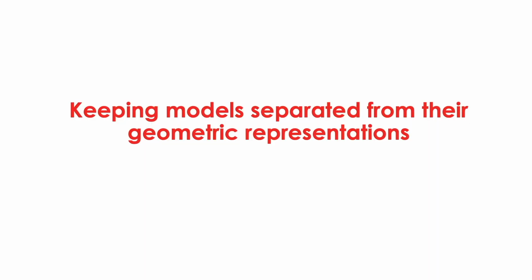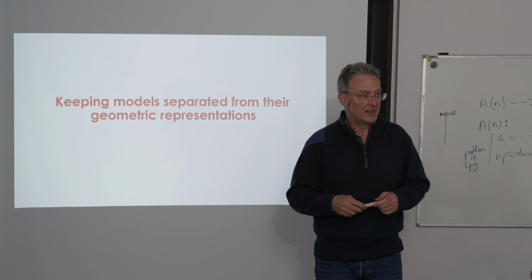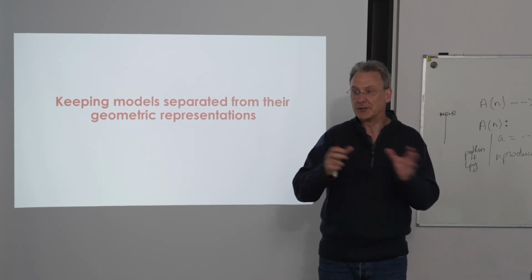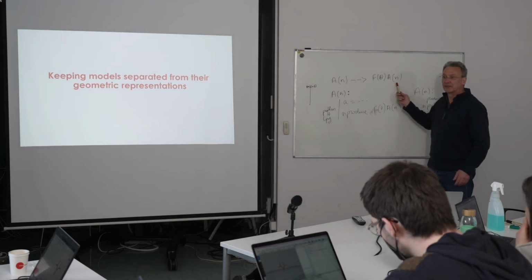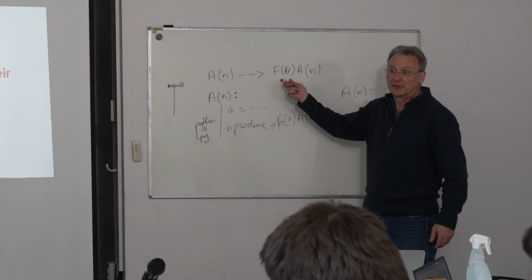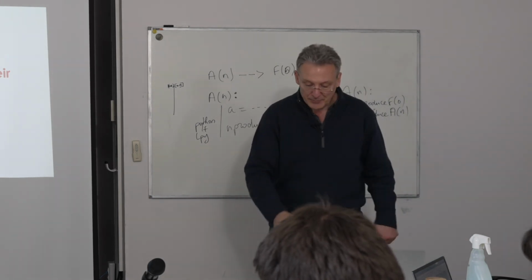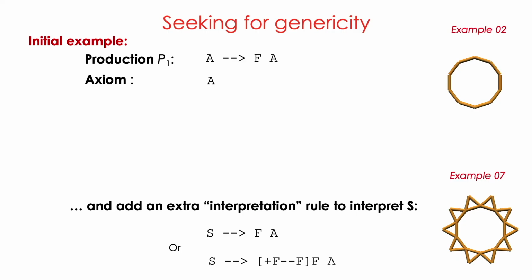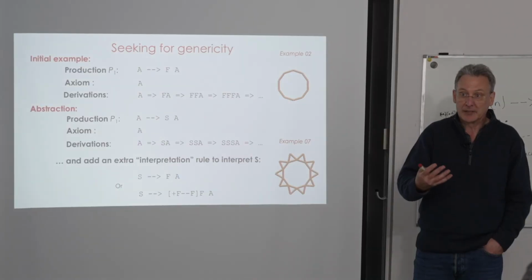Finally, and this will finish the day, one important aspect of all this is that we don't want to merge the geometry and the topology. Actually, since the beginning, you see here, I'm always mixing things. F is an instruction for the turtle to move somewhere, and A has no meaning. So what is very important is to separate what is part of the model and what is part of the geometric interpretation, which is less relevant to the modeling.